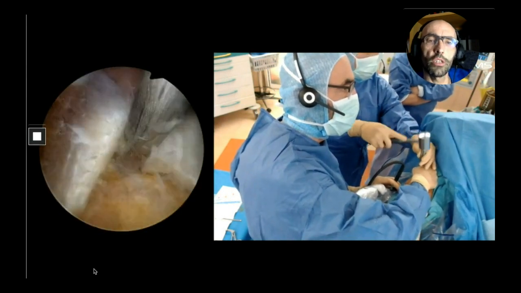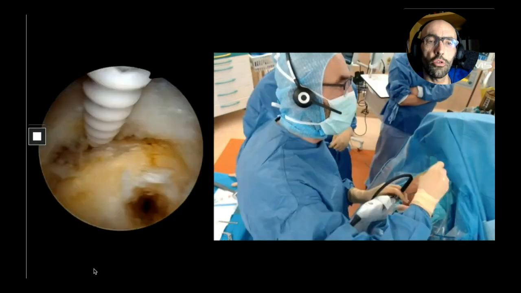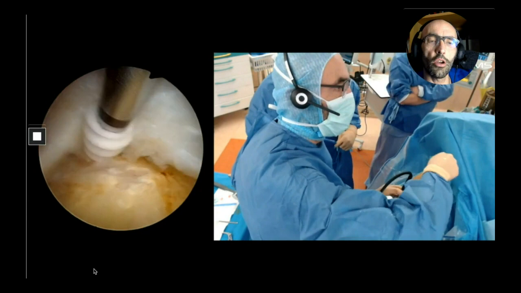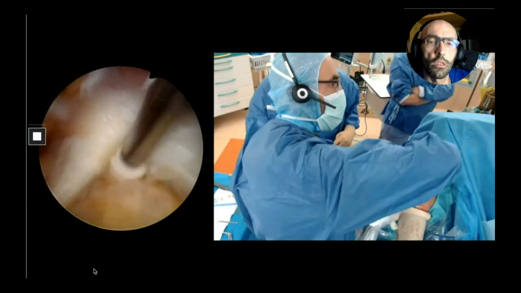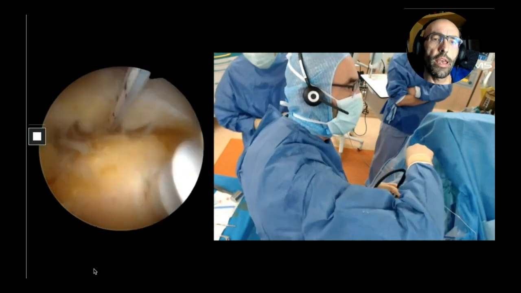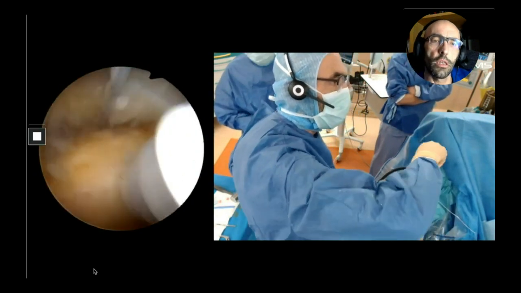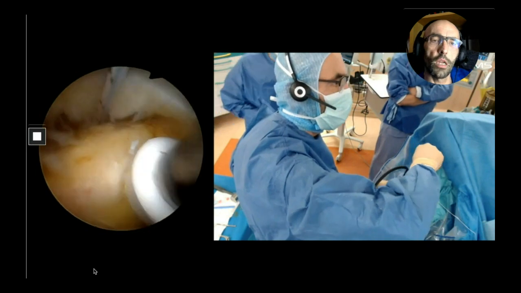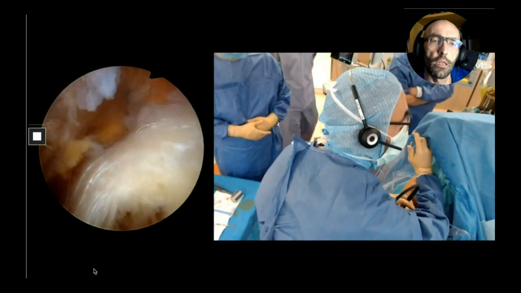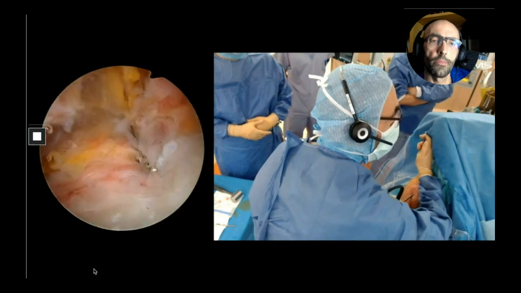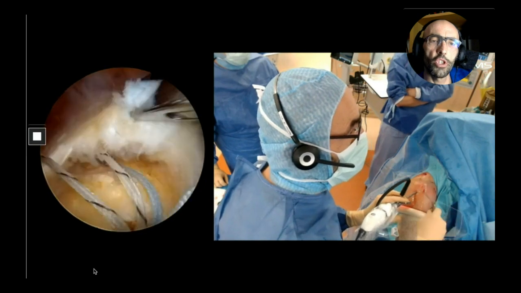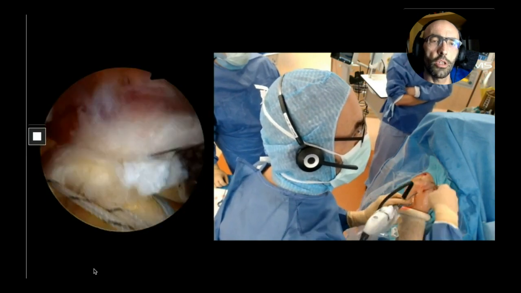And we are going to see that we are going to perform two rows. That's why we call that a double row. So one row, one anchor is close to the cartilage, and the other anchor is more lateral here. After, we take a device and we put some thread into the tendon here, and we check if it's going to be good or not.